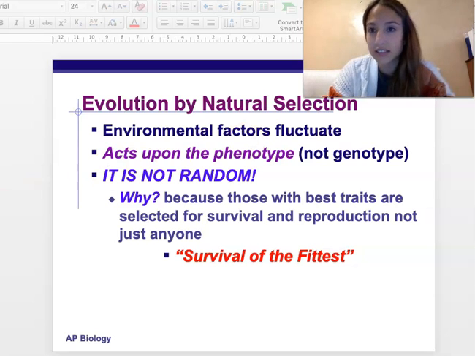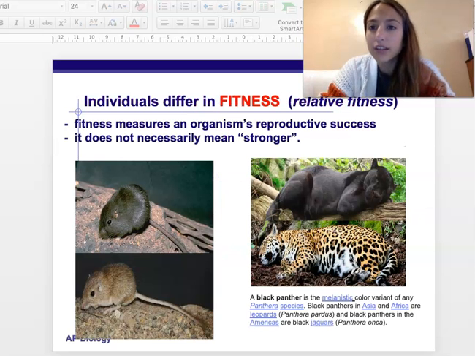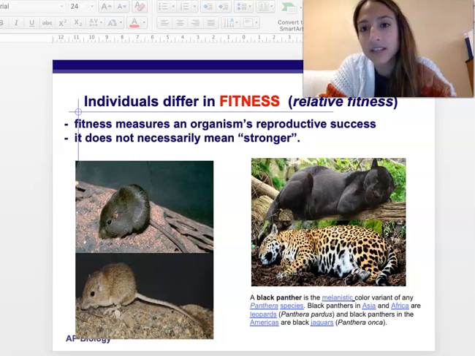Because chance is something else, and we're going to talk about genetic drift, which is also important, so we don't want to confuse those. Okay, so what do individuals actually differ in? They obviously differ in their genetic variations, and what that genetic variation does when it interacts with the environment, that is fitness.